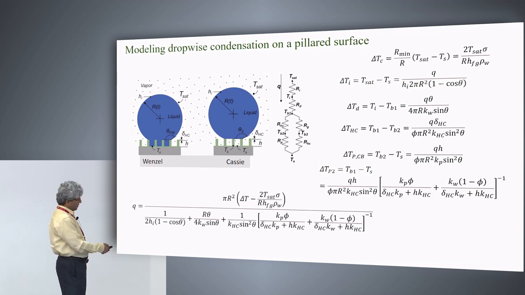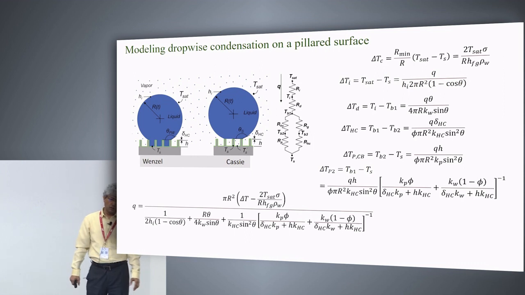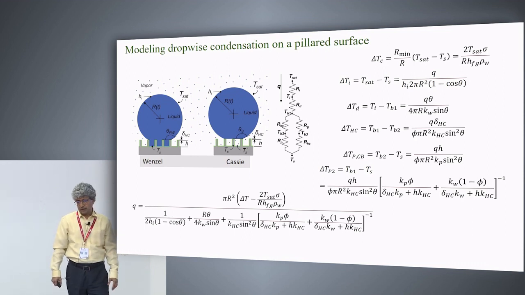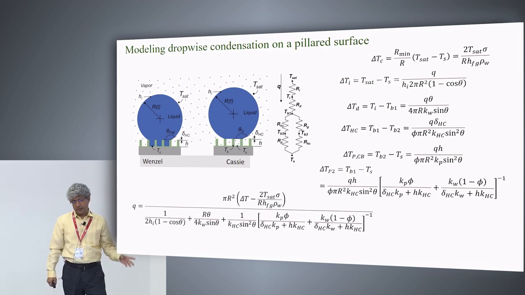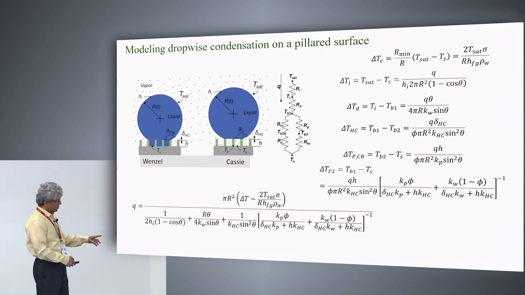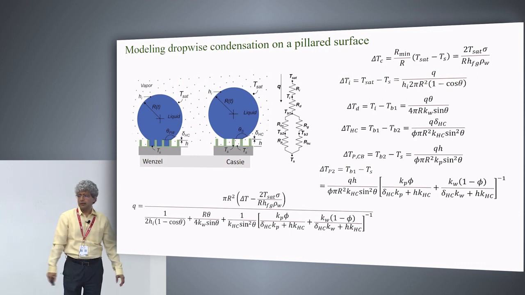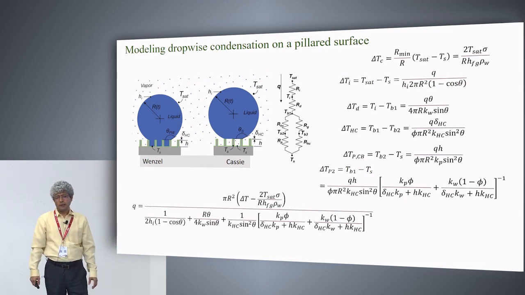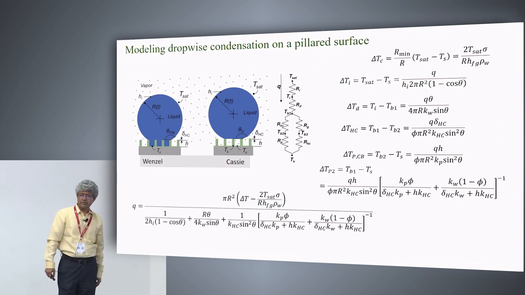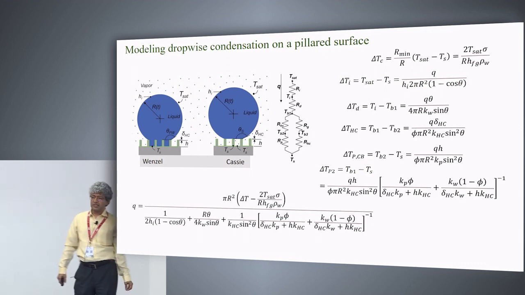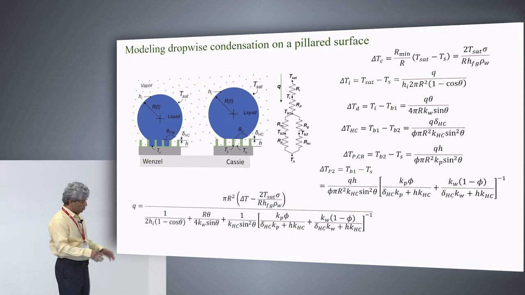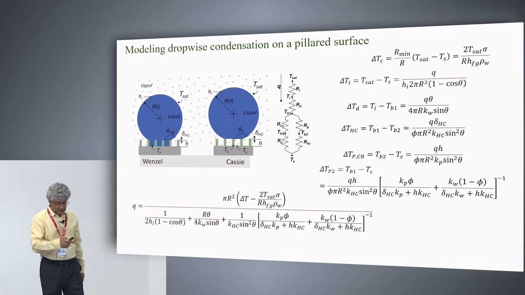So because of air, thermal resistance in Cassie is actually higher. So it's not automatic that water productivity with Cassie would be greater. So in the analysis, all these factors are brought in, along with coalescence time scales, possibility of jumping, and so on, to come up with an integrated condensation model.